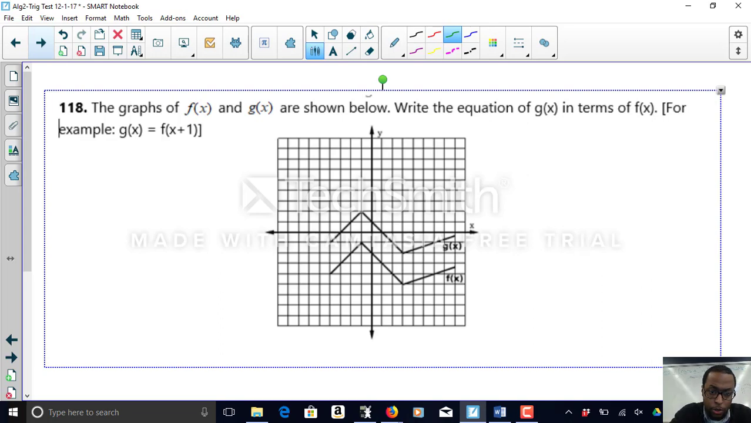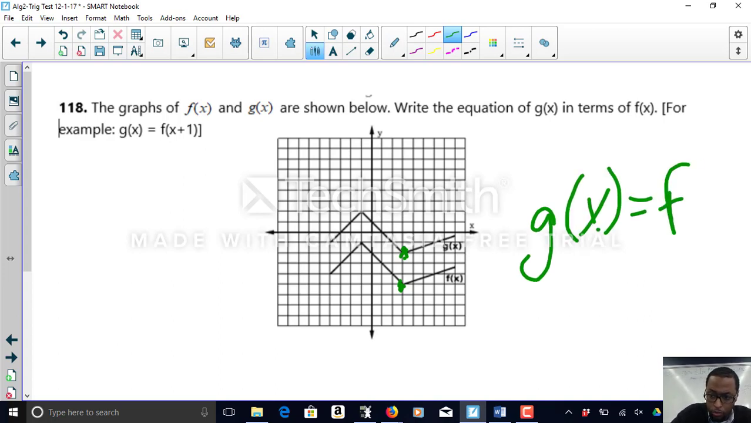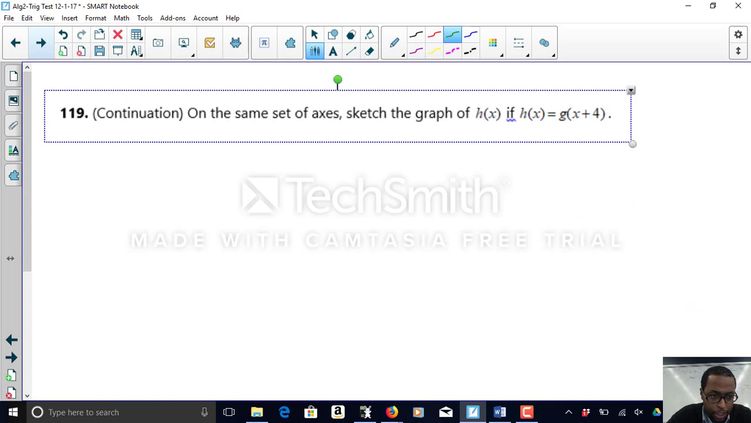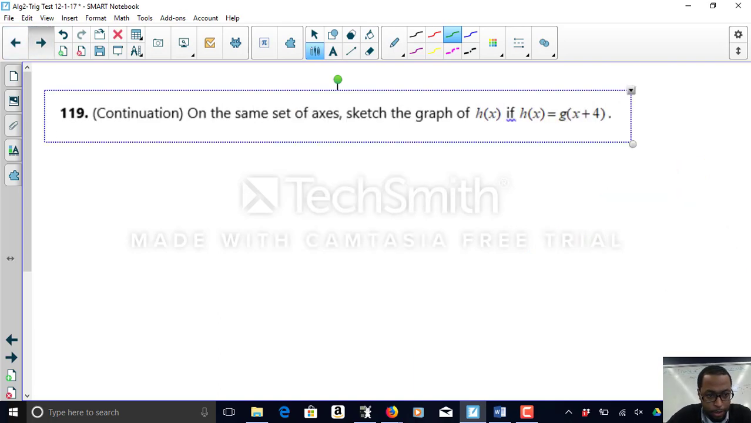With graph and sketches, so example, how do we write this? So if this is my original equation, which is f of x, how do I write it? So I'm going to pick the points. I got a point here and I got a point here. What really happened? I just went up, 1, 2, 3. So I know g of x equals f of x plus 3 on the outside, because I just went up. Okay. Again, sketching the same graph, because it says plus 4, that means I went left 4 times. Okay.